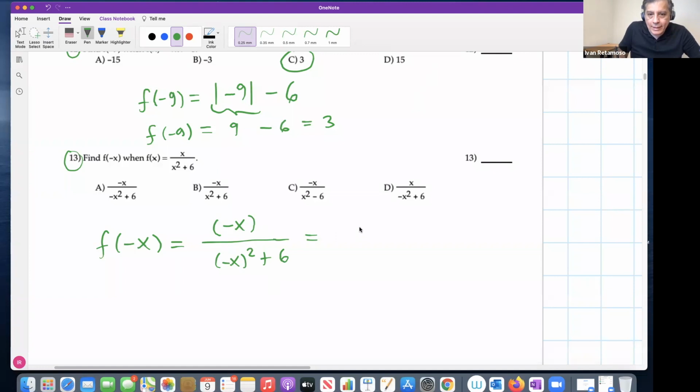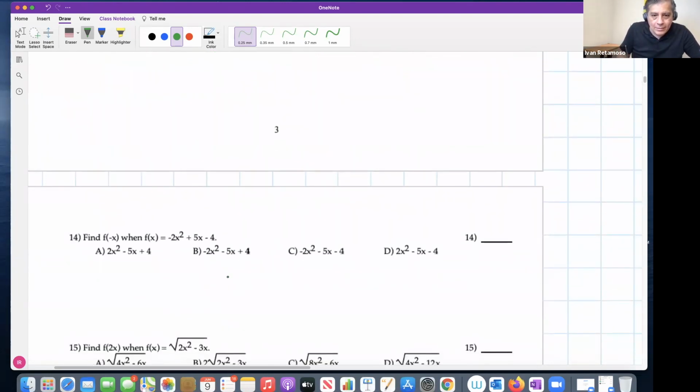This is -x on the numerator, but the denominator becomes x squared, right? -1 squared is 1. So this is it. So that tells us that this is the one, right? Very good for number 13. Excellent. Now, number 14 is similar.